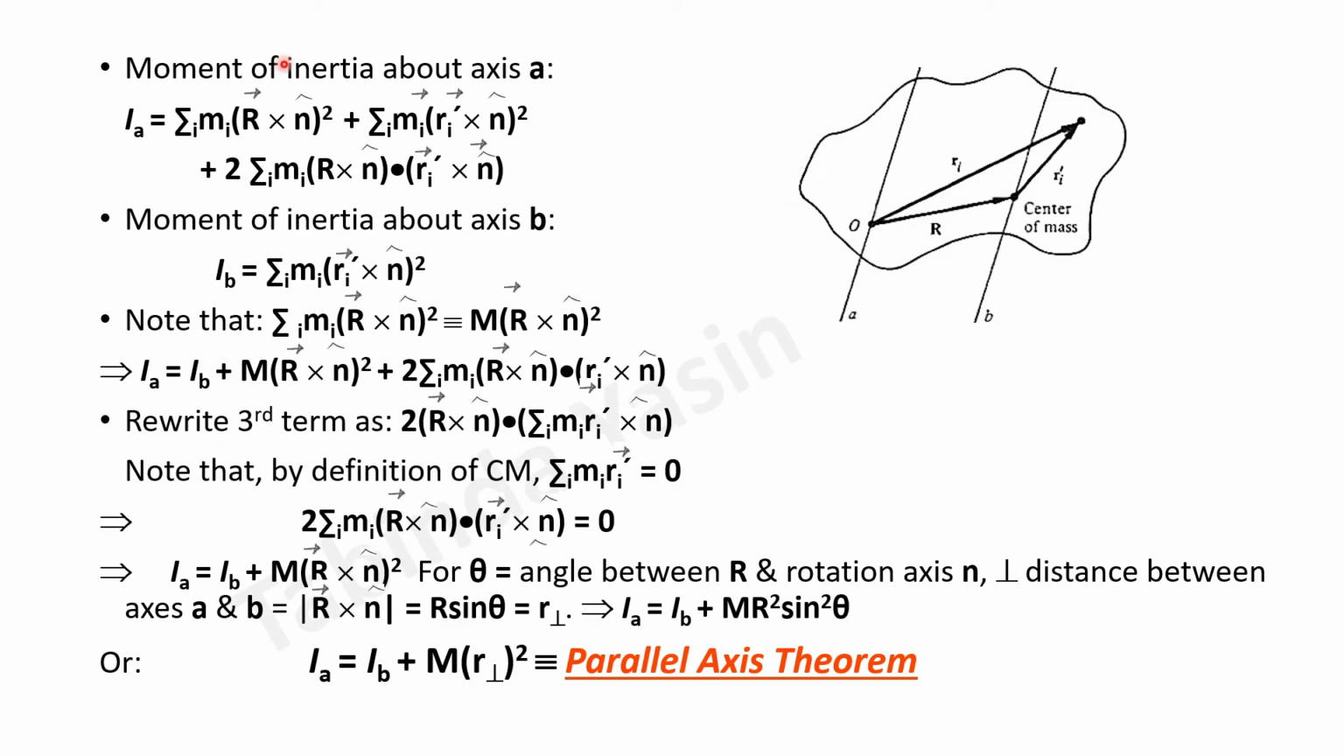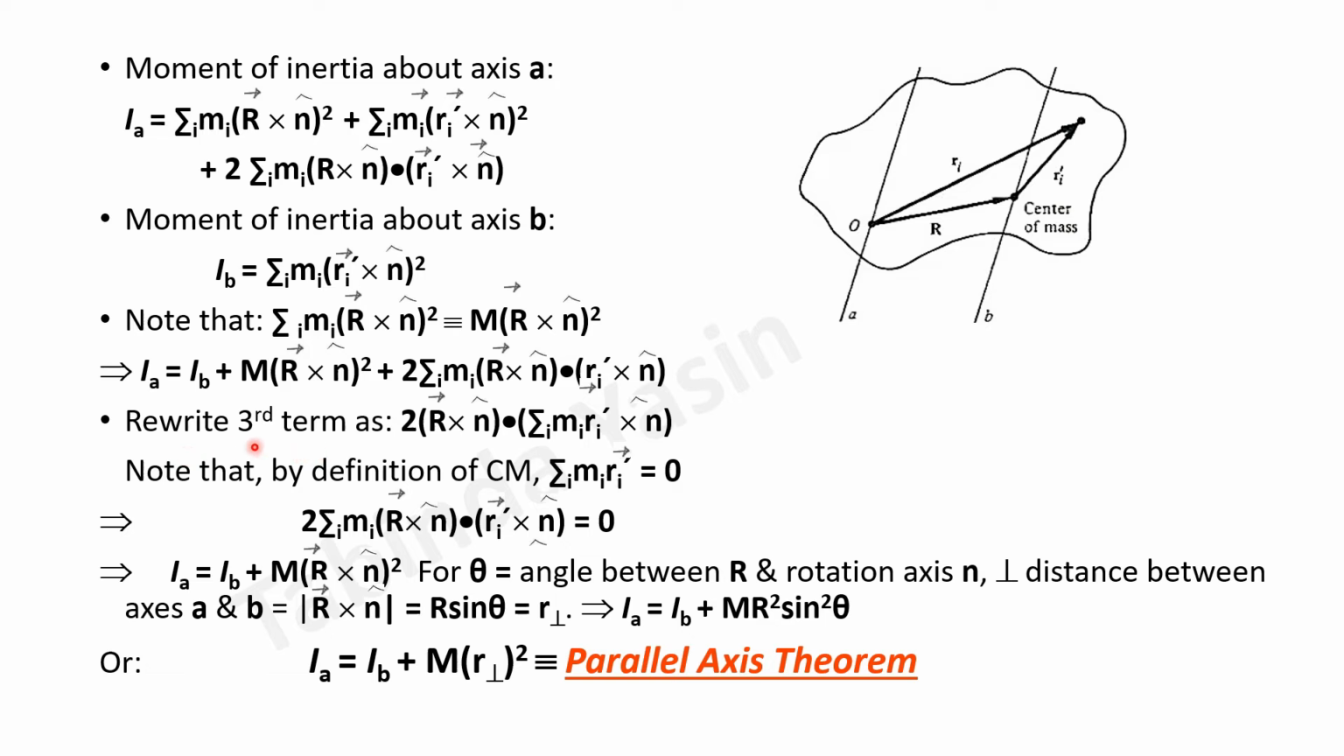Now, the moment of inertia about axis A is written like this. The moment of inertia about axis B will be written similarly. Note that summation i mi (R cross n) squared is equivalent to M (R cross n unit vector) squared, where summation i mi is converted into capital M, the whole mass of the rigid body. So Ia is equal to Ib plus capital M into (R vector cross n unit vector) squared plus 2 summation i mi (R cross n) dot (Ri prime cross n unit vector).